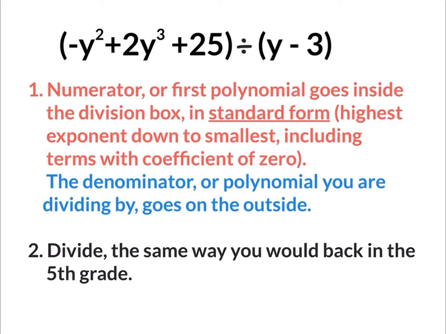And you want it in standard form. Standard form means from highest exponent down to the smallest. Now, in long division, you want to represent every single power. So we have the power of 3, which should go first. So this guy should go first. And then the power of 2, and then the power of 1, but there is no power of 1. So you're going to have to represent y to the power of 1 with a 0 in front of it. You'll see in a little bit. But you want to write them in standard form, highest exponent down to smallest, representing every single power. Okay?